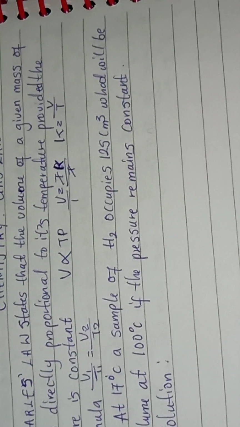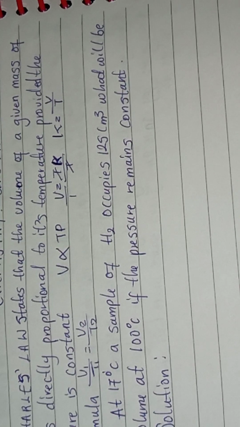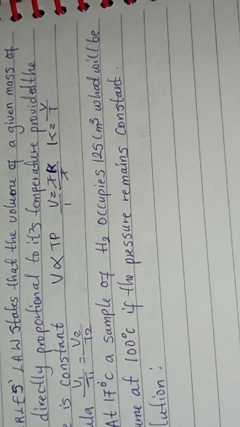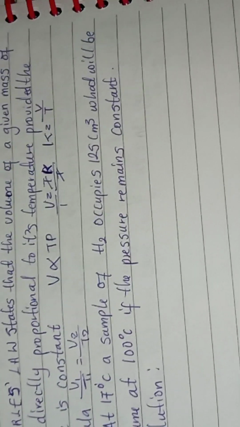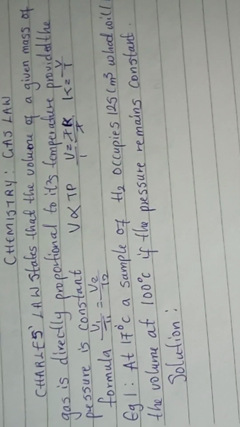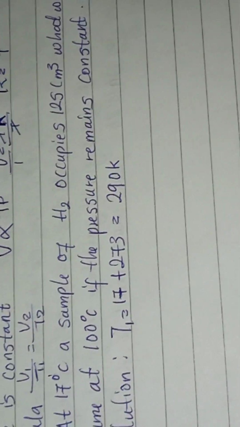But if you're asked to change from Kelvin to Celsius, you minus 273. So every 0 degree Celsius is equal to 273 Kelvin. Kelvin does not have degrees, just Kelvin. So now we first of all change our temperature from Celsius to Kelvin. So let's do that. Okay, so now I'm bringing out the data.